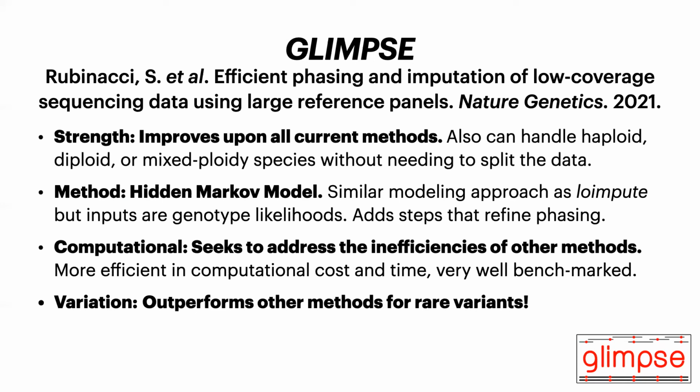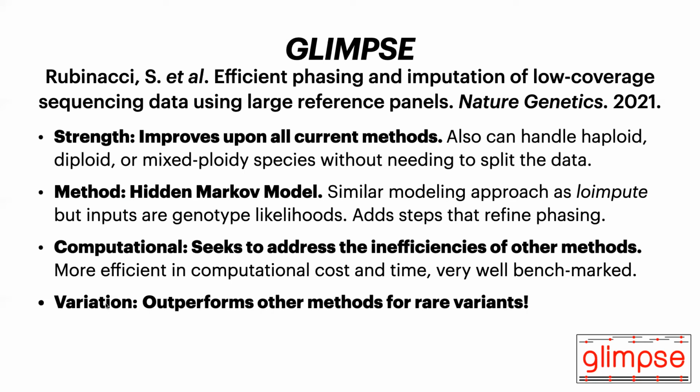It's also a hidden Markov model. It's a good approach to imputation. It's a similar modeling approach to low impute, same principle, except the inputs are genotype likelihoods, which means you do have to do variant calling of your data before you put it into GLIMPS. It also adds steps that improve the phasing, which is the separation of the maternal from the paternal haplotypes.